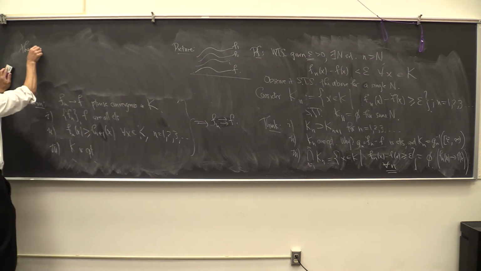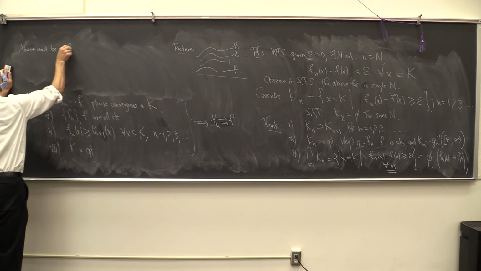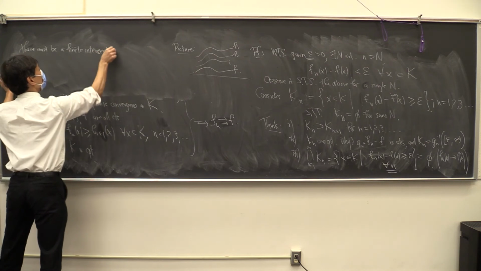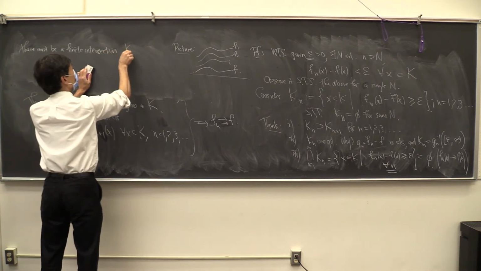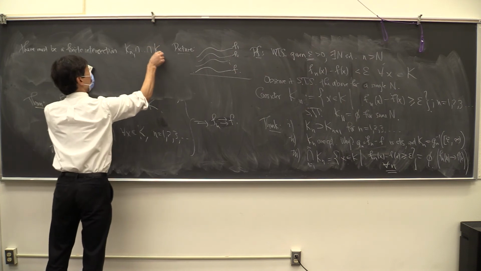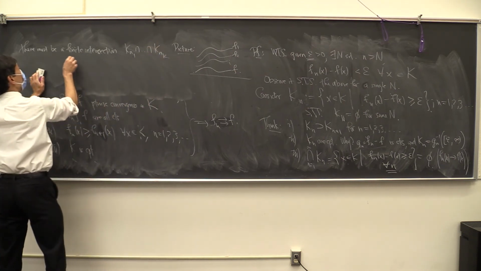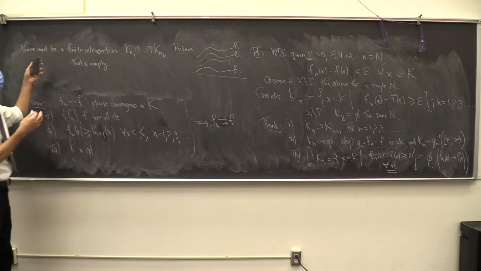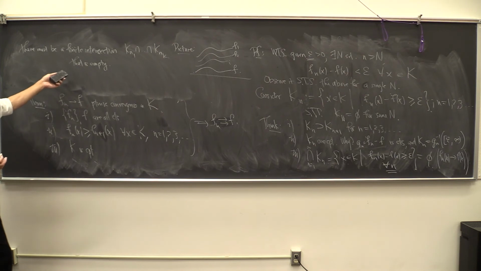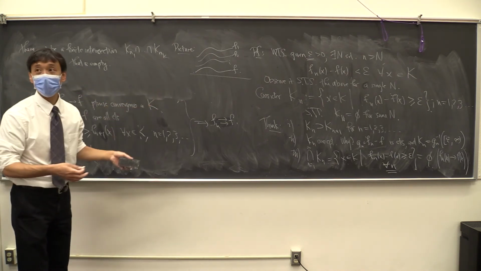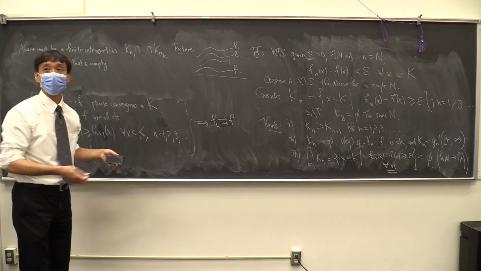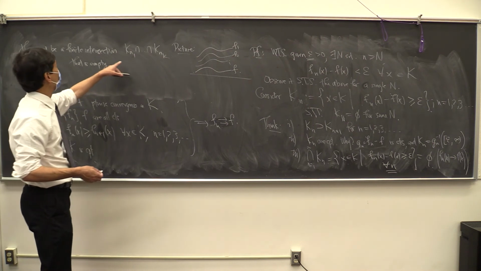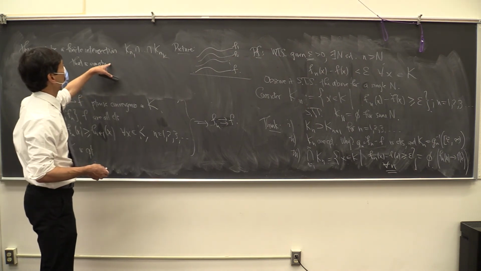There must be a finite intersection of the K_n's, K_{n_1} through K_{n_k}, that is empty. Because if they were all non-empty, we would satisfy the finite intersection property, and then we know that there should be somebody in the intersection of everybody. So the intersection must be empty.